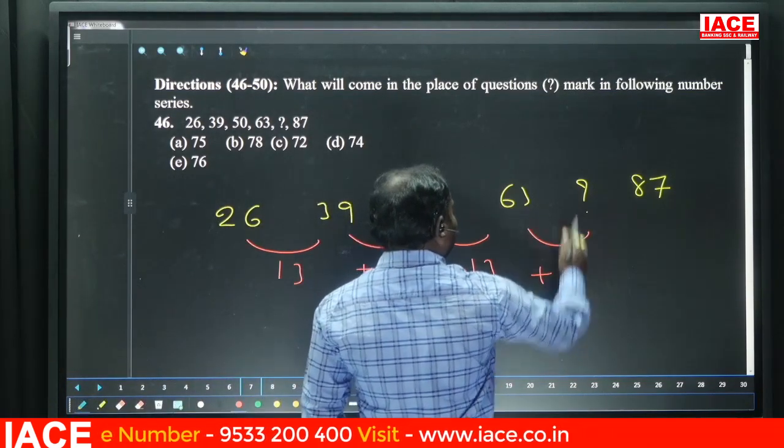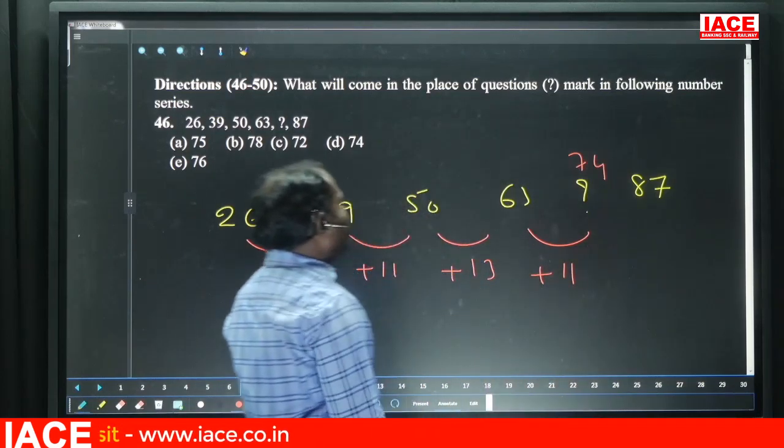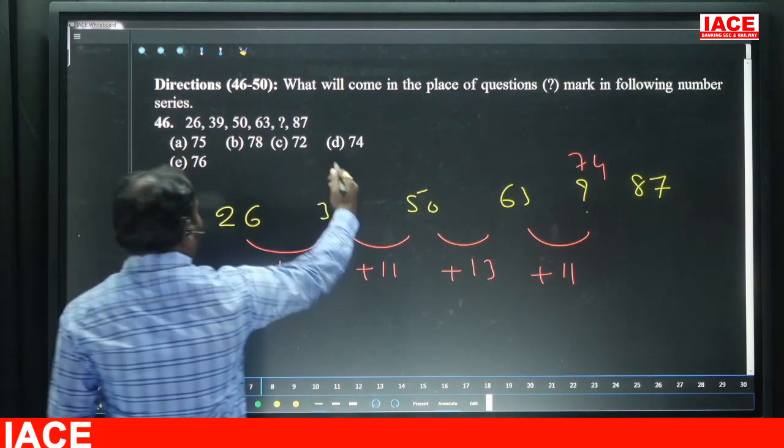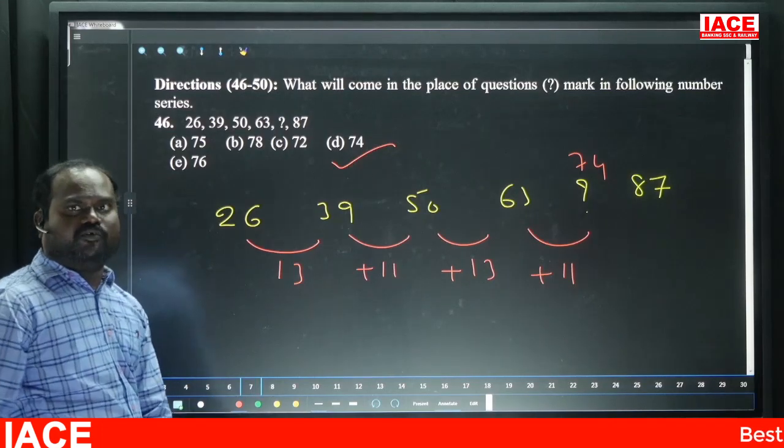63 plus 11 is 74. 74 is nothing but option D. Option D, 74. Right? Next.